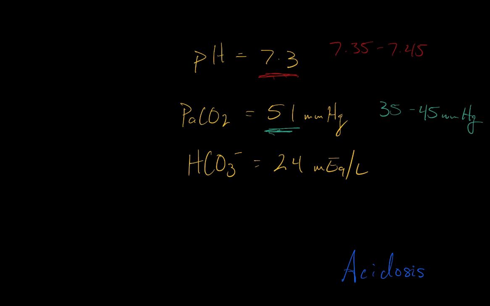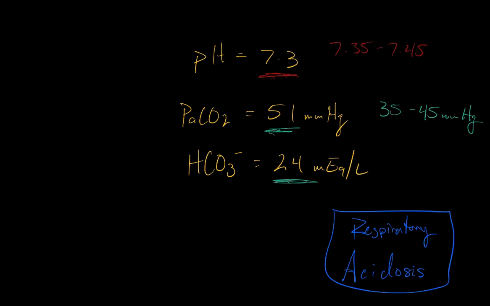So, right there, we know that this is going to be a respiratory acidosis. Right? This is a respiratory acidosis. And just for fun, we can come down here and we can look at our bicarbonate. We know normal bicarbonate is 22 to 26 milliequivalents per liter, and that's a normal range of bicarbonate, right? So we know that this is a respiratory acidosis.